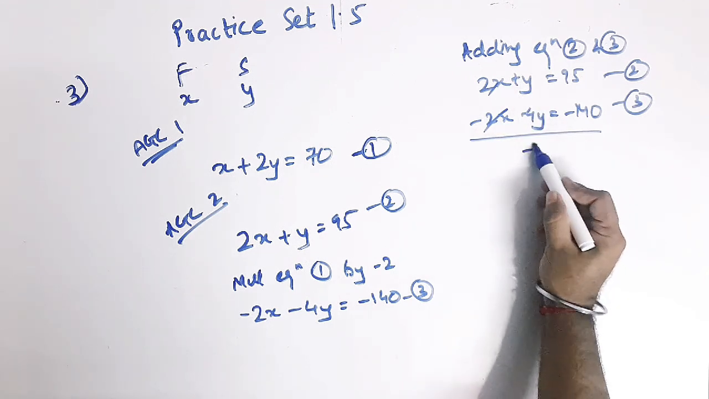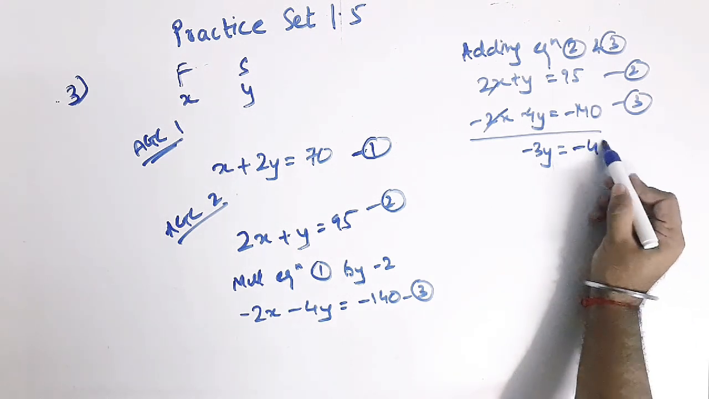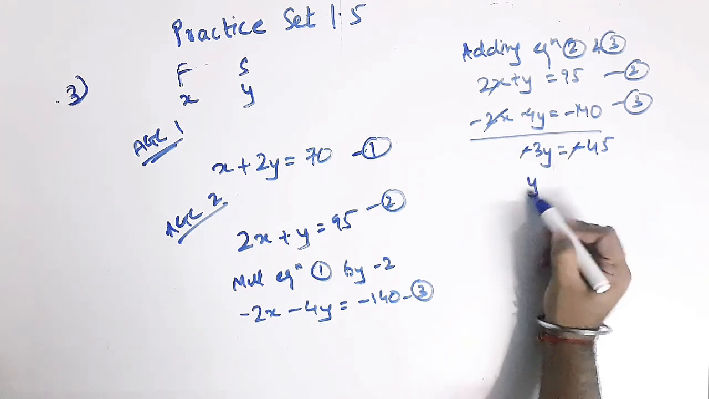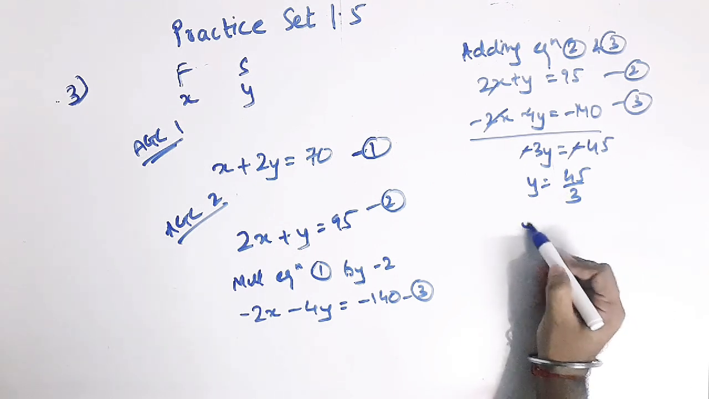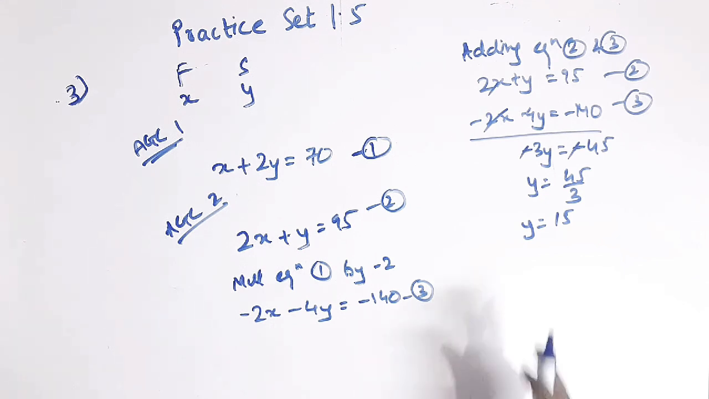Y minus 4y is minus 3y, and 95 minus 140 is minus 45. So minus minus gets cancelled, y equals 45 by 3. What is 45 by 3? Y is equal to 15. That means son's age is 15 years.